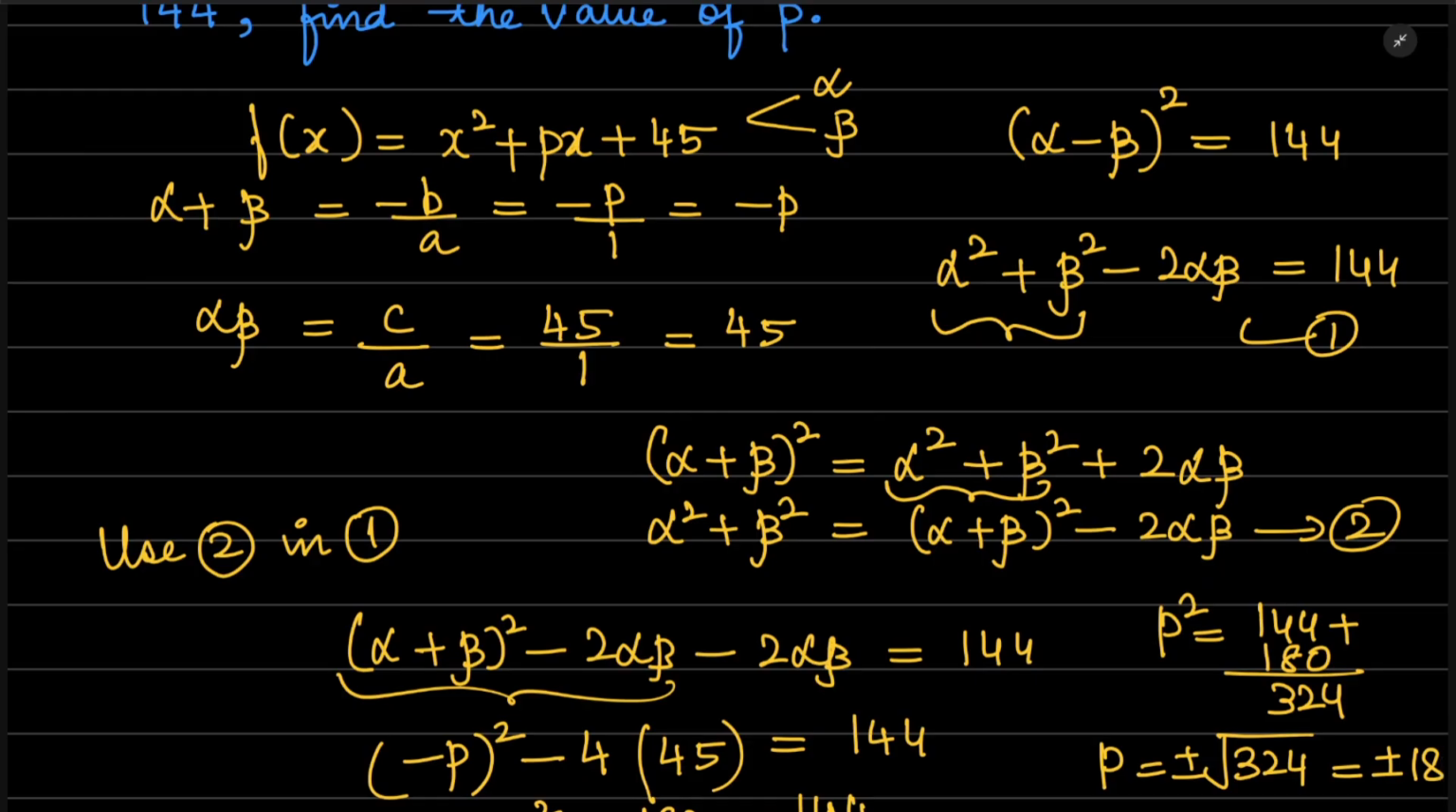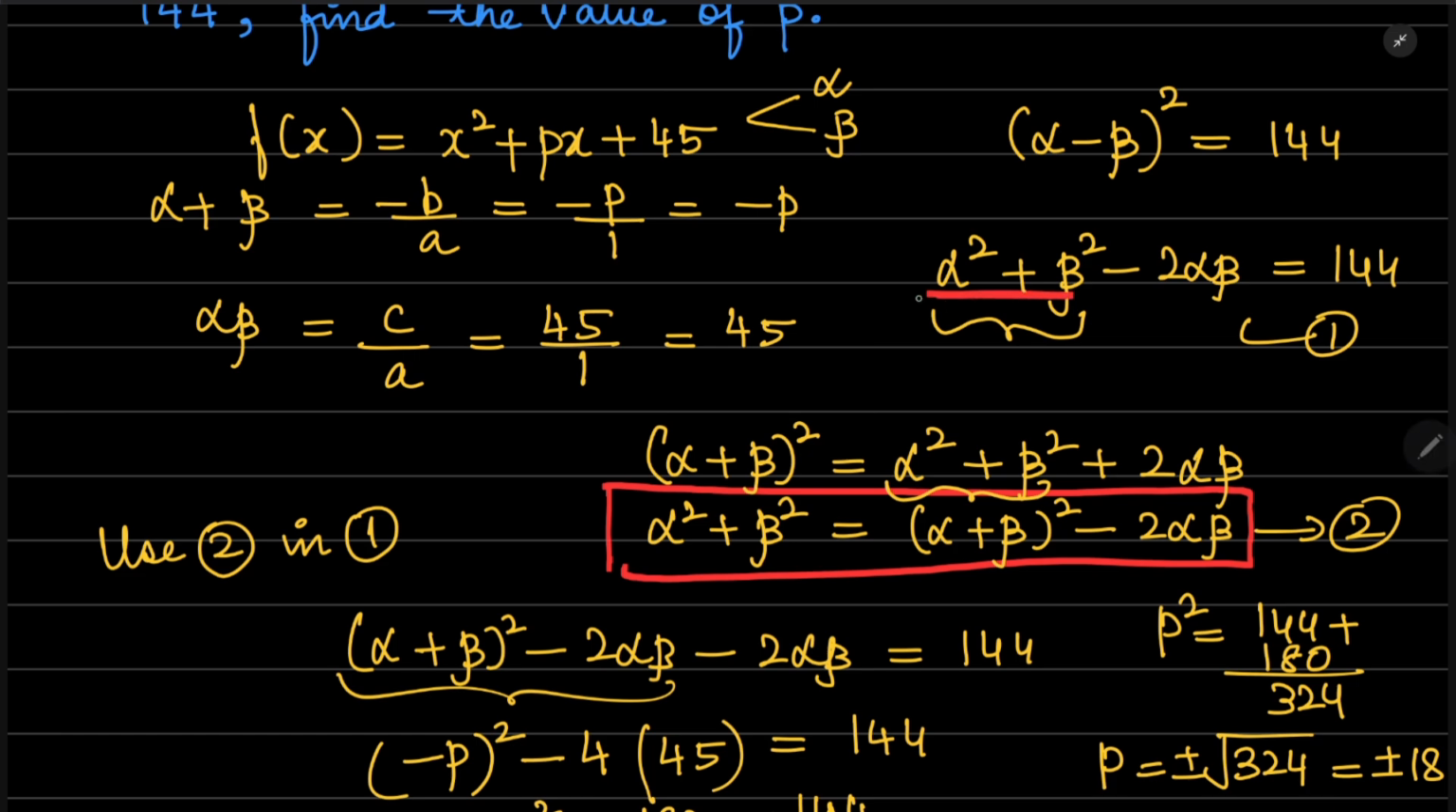Okay, but in order to do this problem, this formula is very important. You have to learn this identity: alpha square plus beta square equals alpha plus beta the whole square minus 2 alpha beta. This is very important. Only then can you replace alpha square plus beta square with this formula. That is, the identity is alpha plus beta the whole square minus 2 alpha beta. So this identity is extremely important.